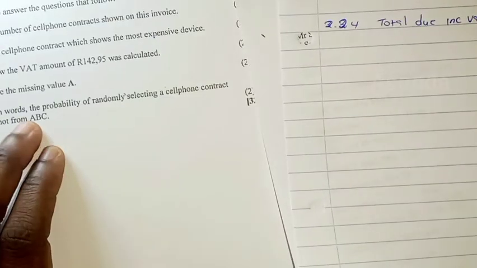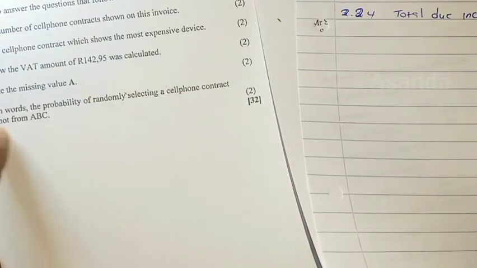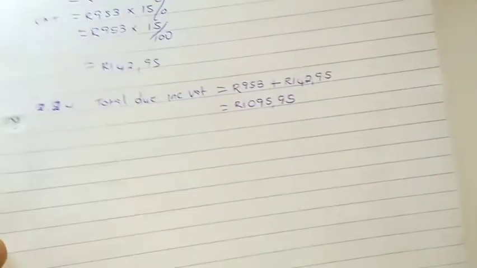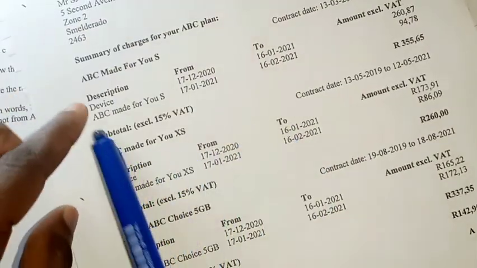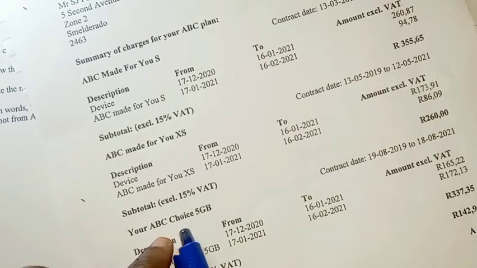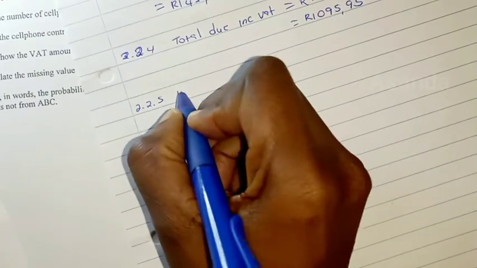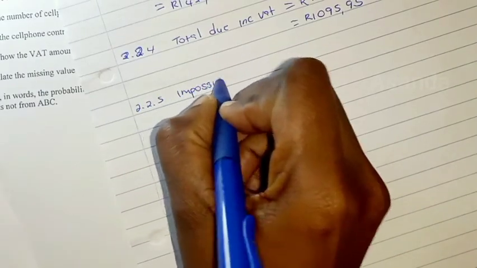State in words the probability of randomly selecting a cell phone contract that is not ABC. So let's check, is there anything that doesn't say ABC here? This says ABC, ABC, your ABC choice 5G, impossible. So 2.2.5 is impossible.